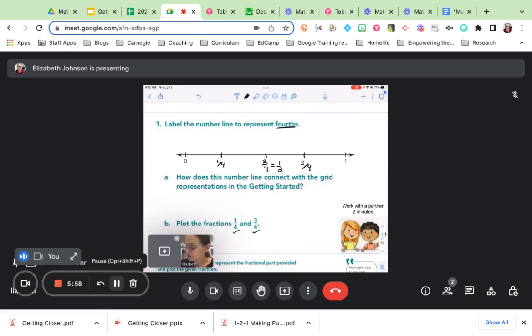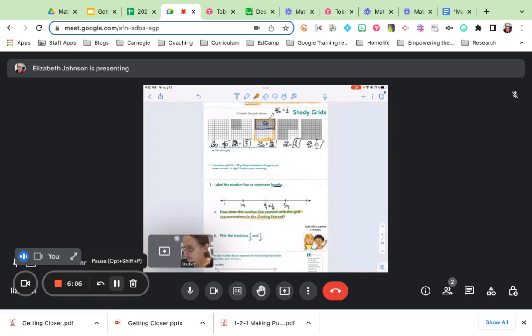Now here's a question for you. How does this number line connect with the grid representations that we looked at? Remember our grids? There they are. How is this number line related to those grids? Good job. You noticed that each grid corresponds to a value on the number line.